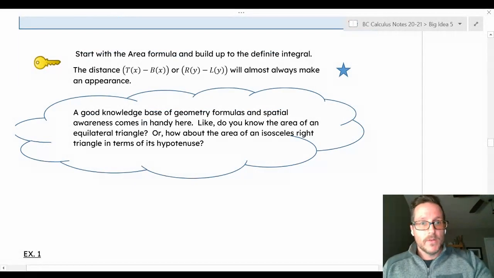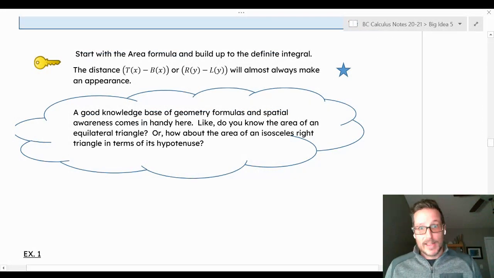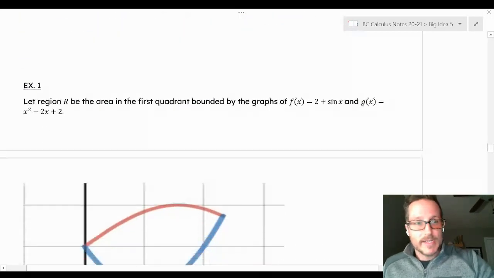Okay, so it's important to know the geometry formulas. I mean, we're talking squares and rectangles and triangles here, so it's not like you have to go back and dig through your geometry textbook in order to figure some of this stuff out. Okay, let's look at an example.